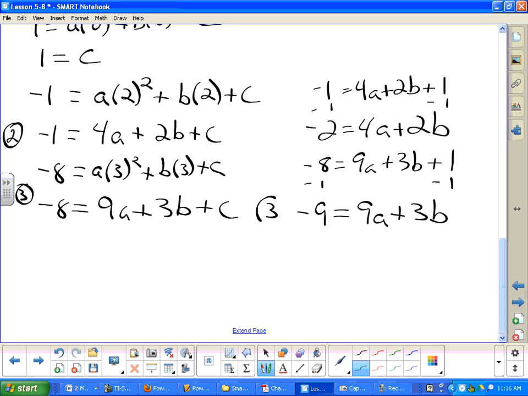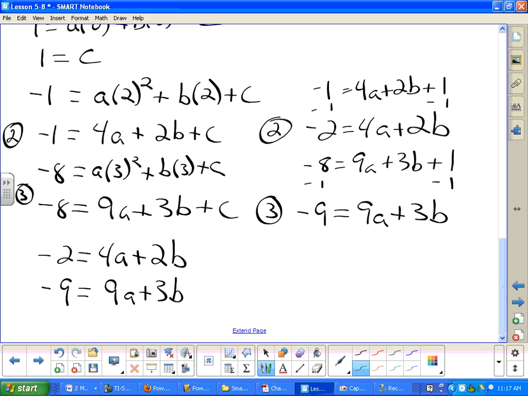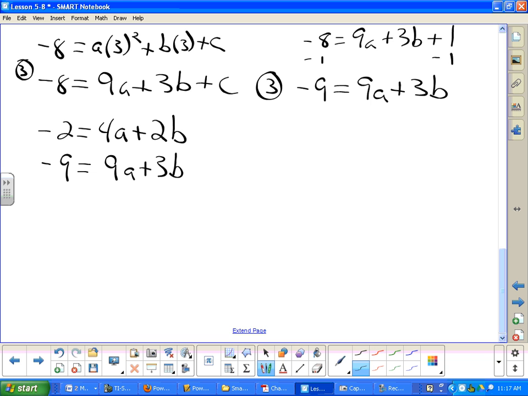So here's equation 3 again. Here's equation 2. So I have 2 equations with 2 variables. So I can use those 2 equations to find those 2 variables by either doing substitution or elimination. All right, so let's put them together down here. So we're trying to solve this system of equations for a and b.